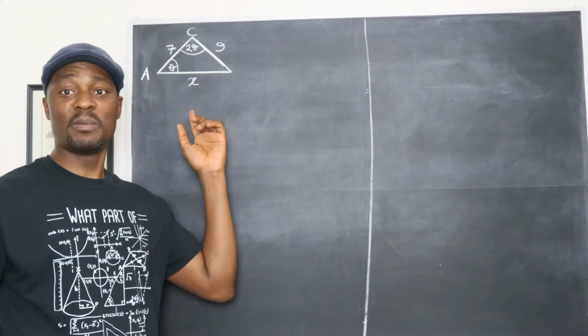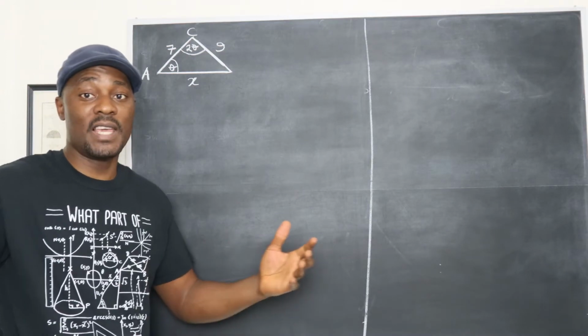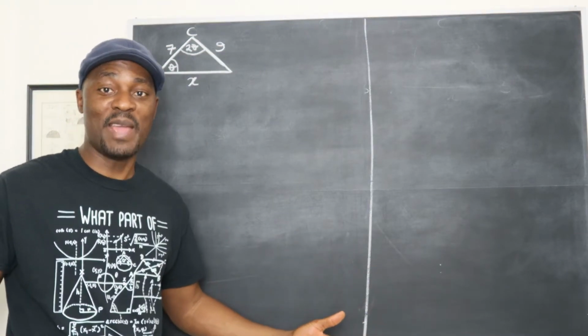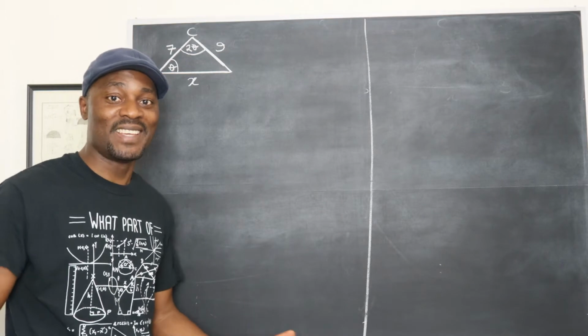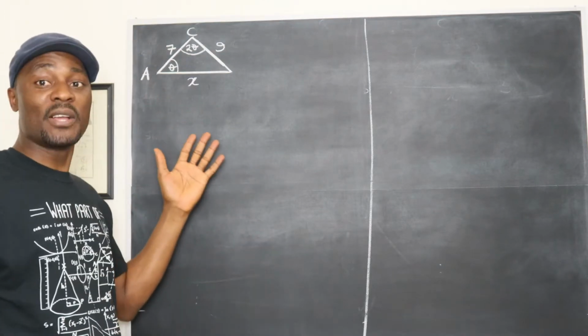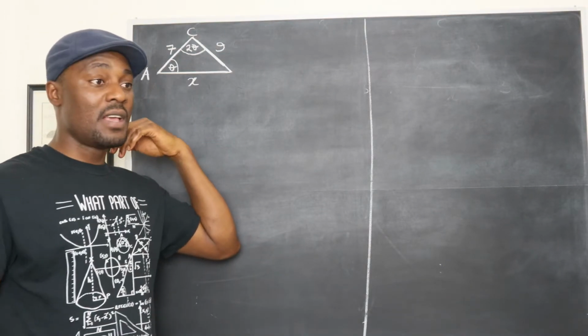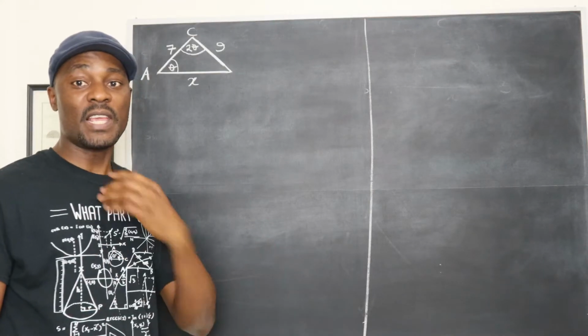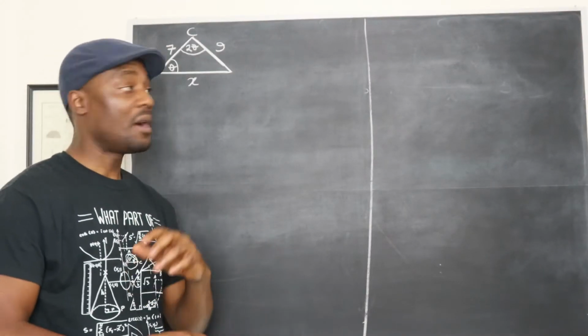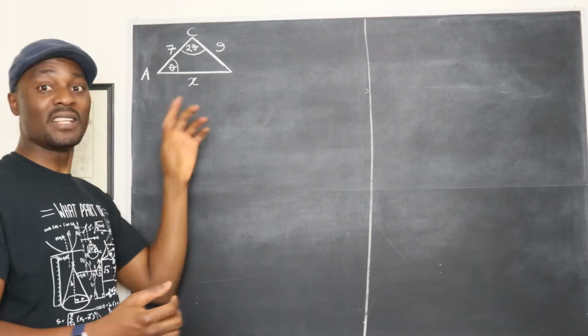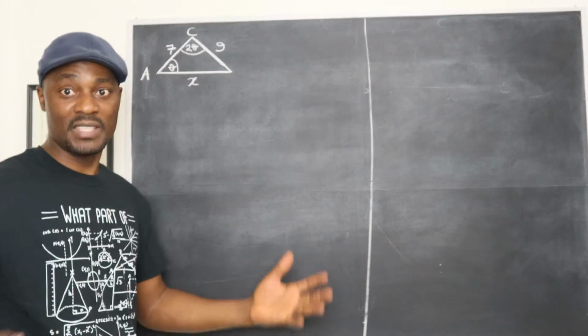There's nothing special about this triangle, so we can't get any special information to solve it. It is not a right triangle, it is not an isosceles triangle, it is not an equilateral triangle. The sides are not equal.